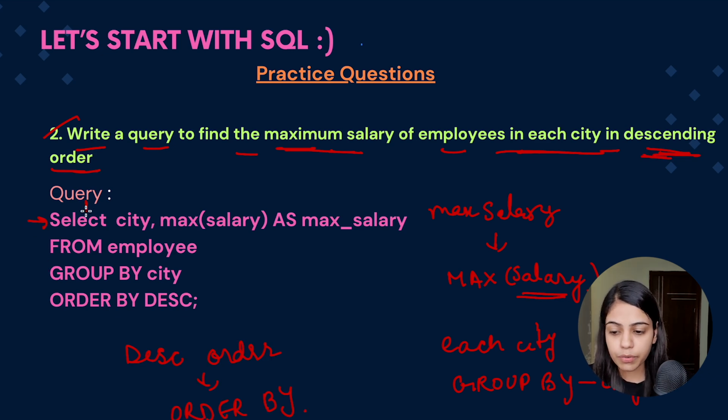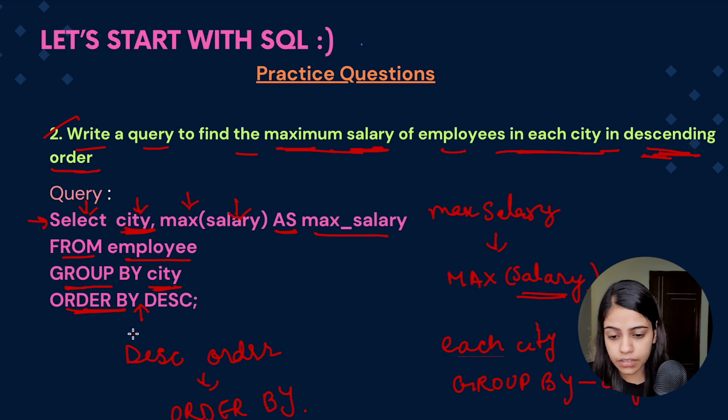Here in the query we have provided select, and then the column on the basis of which we want to group the data, that is city, and then an aggregate function max on the column on which we want the aggregated data, that is salary, and then an alias for this column name as max salary. Then we provide the from, and the table name from which we want this data, and then the group by clause, and the column name on which we are grouping the data, that is city. Then we provide the order by clause followed by the column name on which we want to order the data.